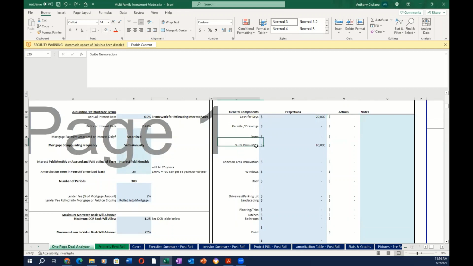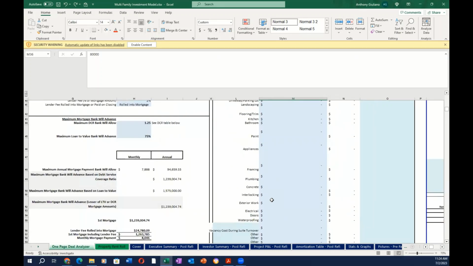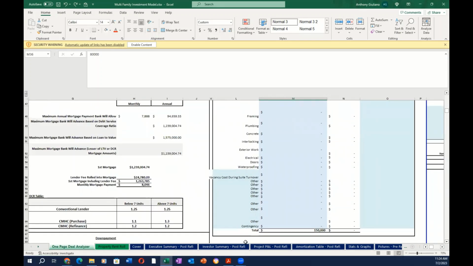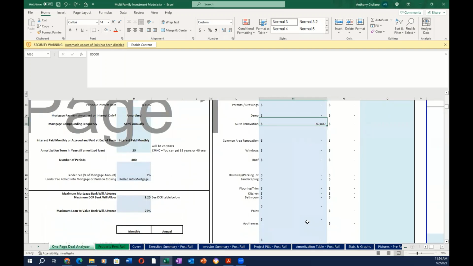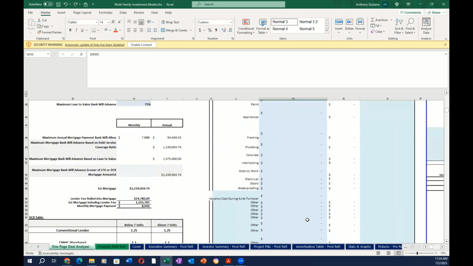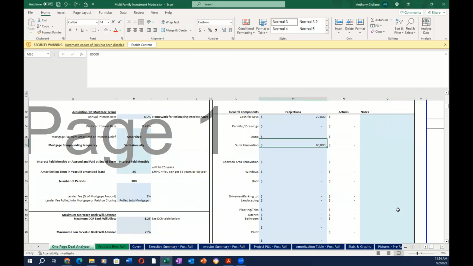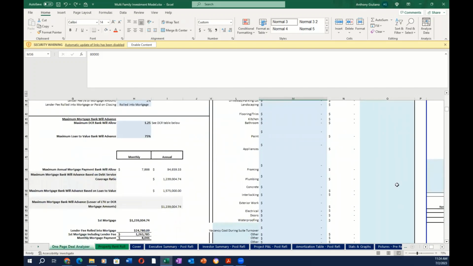So in this situation, I'm just going to assume that there was cash for keys of about $70,000, and maybe we're doing suite renovations of $80,000. Again, those suite renovations can be broken down line by line to kitchen, flooring, trim, appliances, framing, electrical, and a whole bunch of other sections here. And you could also enter in a contingency. So just to keep things simple, I just have a $150,000 renovation budget consisting of cash for keys and suite turnover, as well as a notes section here.